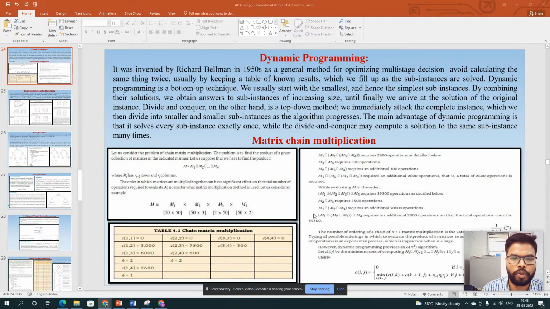Today we will discuss the dynamic programming technique, which is another method for designing algorithms. Dynamic programming was invented by Richard Bellman in the 1950s as a general method for optimizing multi-stage decision processes. Here, the word programming refers to a tabular method or planning, not to writing computer code, which is the general meaning of programming in computer science.